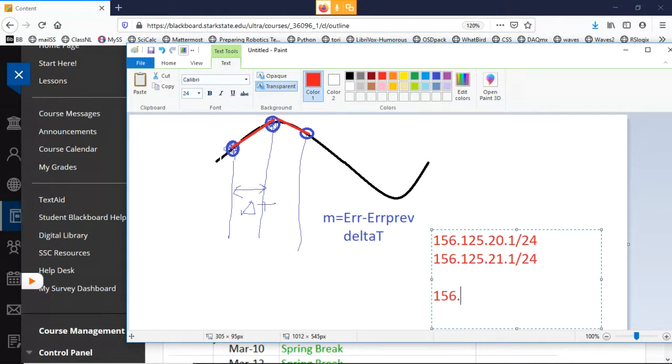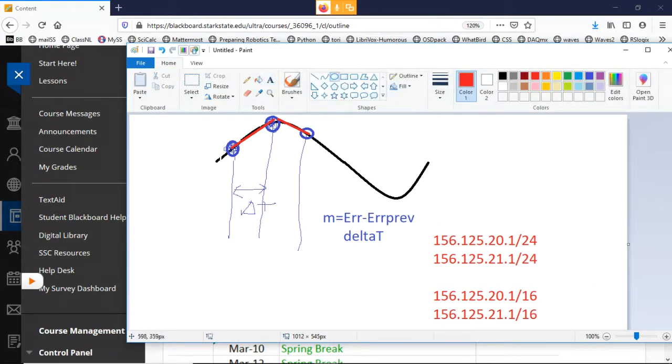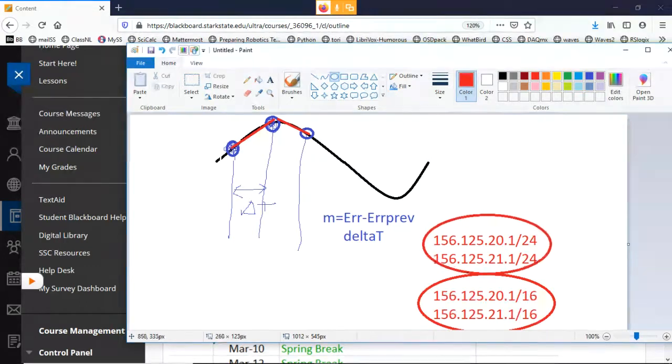and then if we have 156.125.20.1/16, or 156.125.21.1/16. Okay, so these are on the same network, but these are on different networks, because of that subnet mask piece.